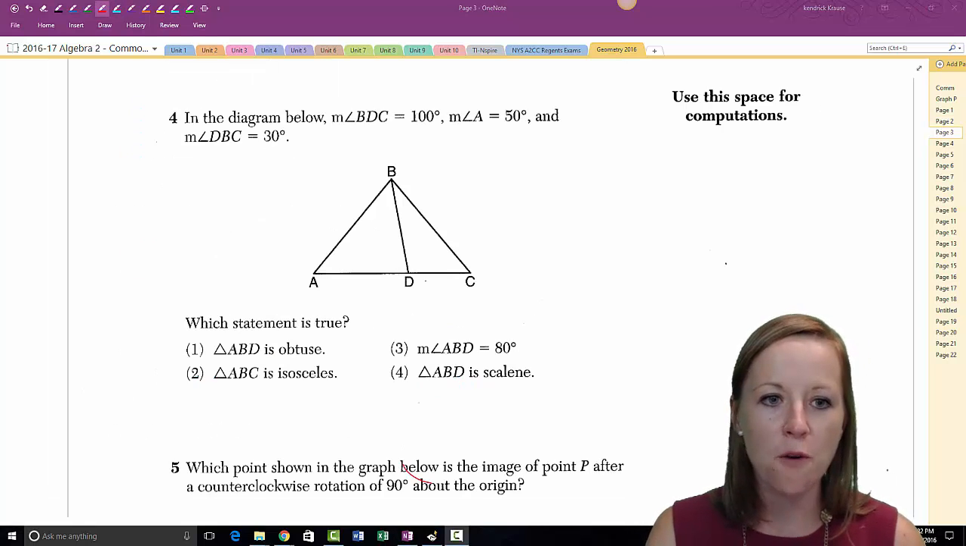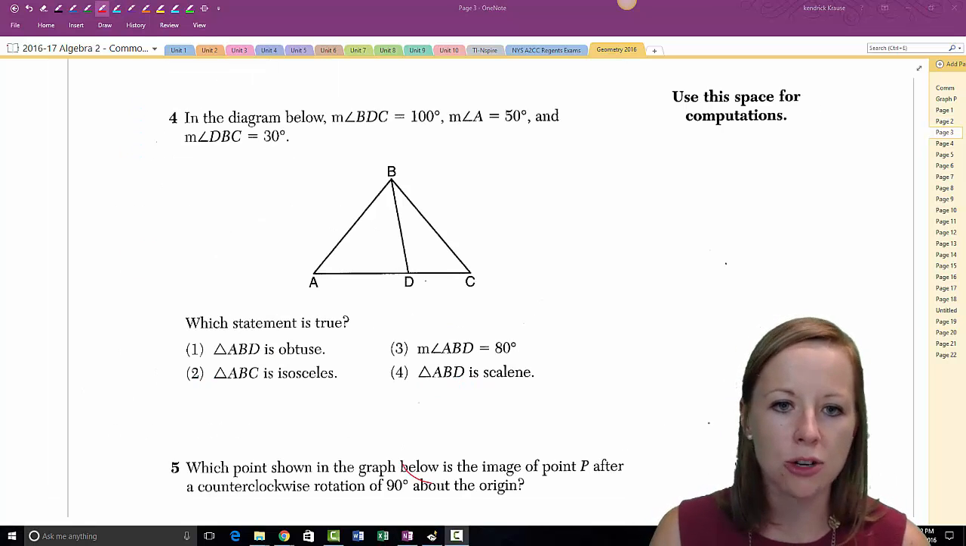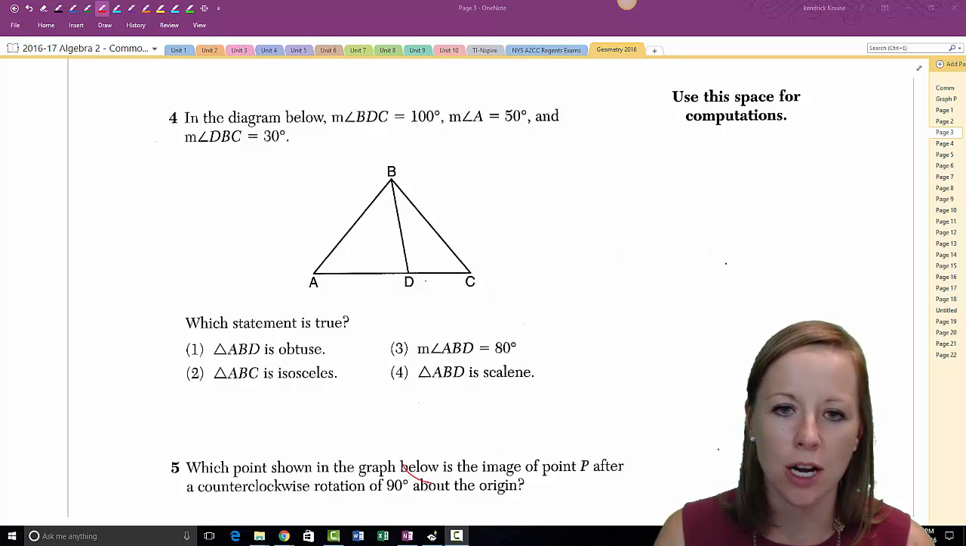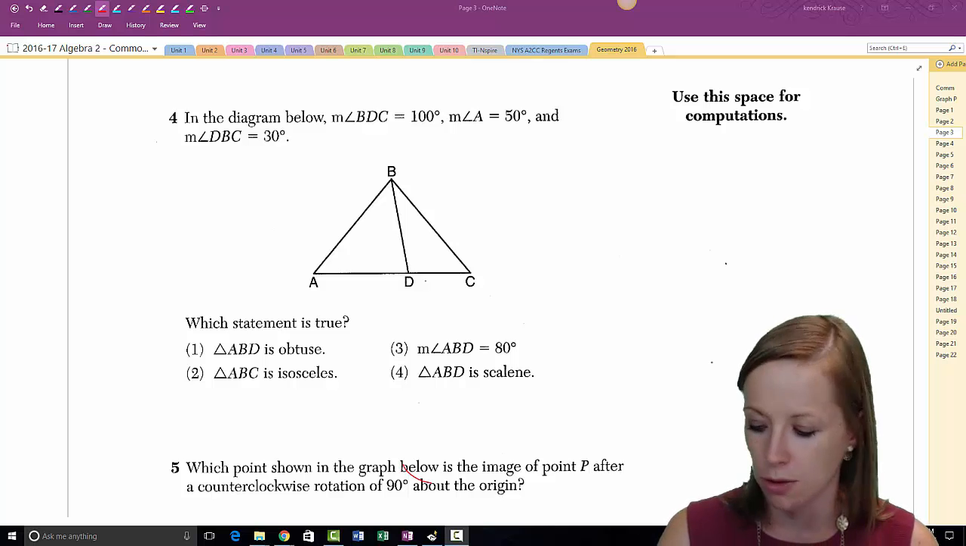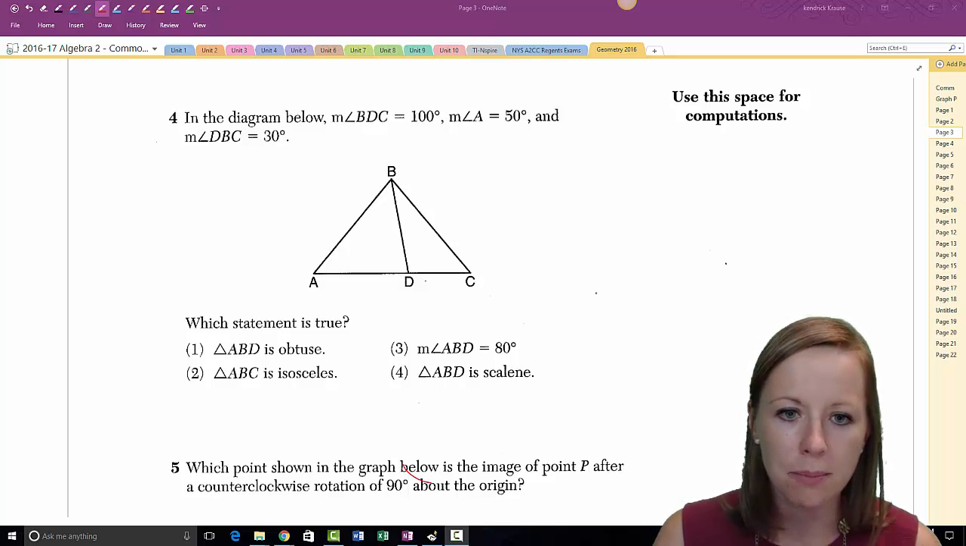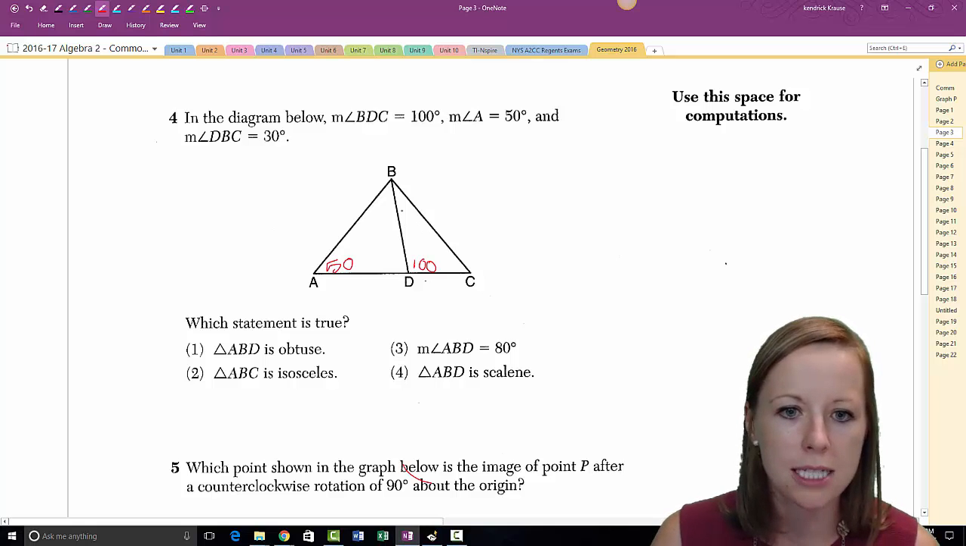All right, so here we go. Number 4. In the diagram below, the measure of angle BDC equals 100. Reading this was really important. So if you read it too quickly and you labeled the wrong angle, you got it wrong. BDC is 100. That's this little angle right in here, 100. Measure of angle A is 50, which is my age, right? DBC is 30. Okay, fine.